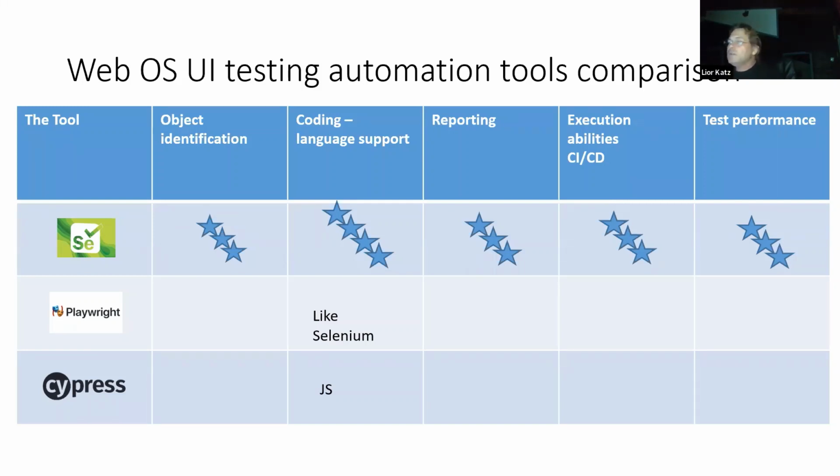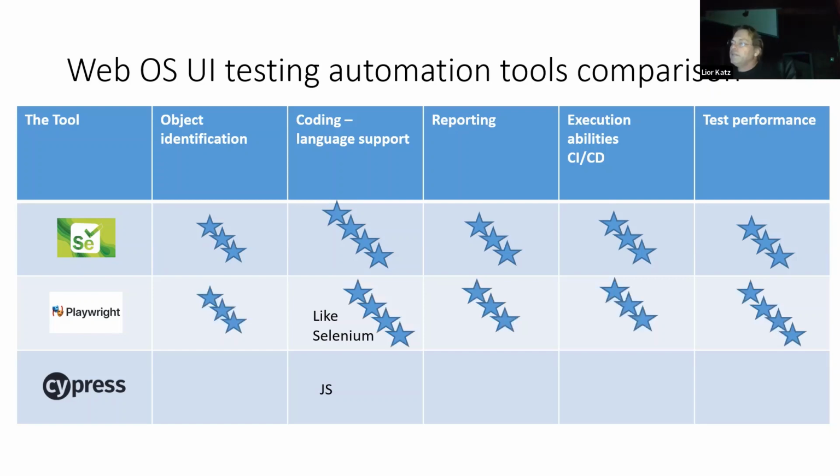So when we're talking about Selenium, these are the grades that Selenium got. If we're comparing to Playwright, these are the scores that I gave to Playwright. You can see it's almost the same. Playwright has a function that you can use in order to test performance. So that's the reason for the difference over here.